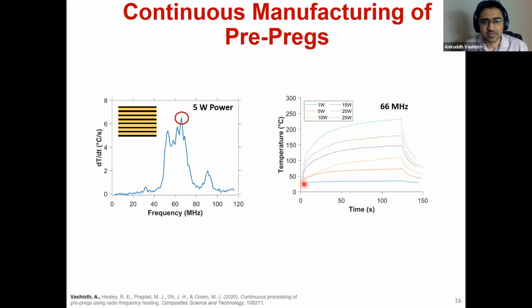So we tried to cook different specimens at varying power at 66 megahertz. And interestingly, at just 25 watts of input power, we were able to get to 250 degrees Celsius within 120 seconds. And this is really great. The nice thing is that we can actually tailor it. As you can see, the input power governs how much you can heat the material. So it's a nice knob that gives a good amount of tailorability for manufacturing your composites.